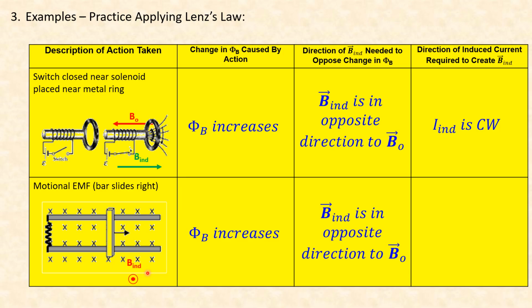That induced magnetic field is then set up by this induced current. To figure out the direction of that induced current, we use our right-hand rule. When you take the fingers of your right hand and stick them in the interior of the loop in the direction of the induced magnetic field, you will see that your thumb must point in this counterclockwise direction, telling us that the current induced in the circuit, according to Lenz's law, will be in the counterclockwise direction.